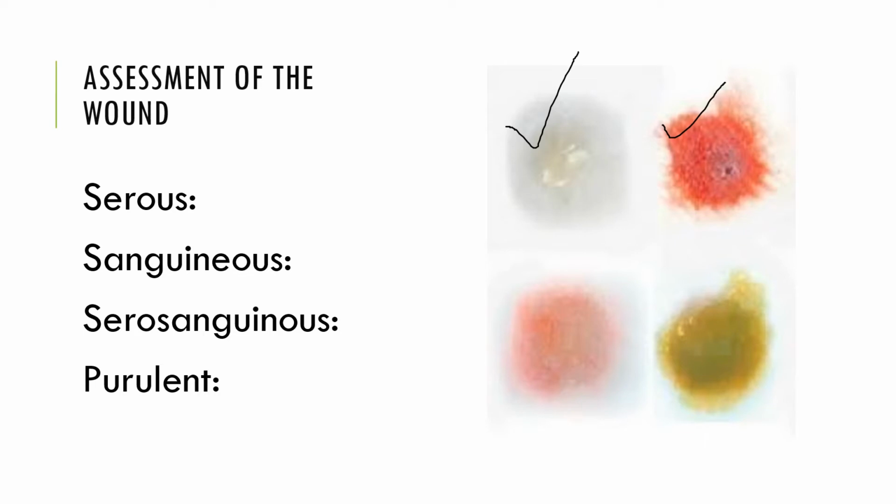And then you have serosanguineous, which is pink in color, and it is a combination of the two. So you would get a light pink. And then you have purulent drainage. This is a sign of infection. It's right there.